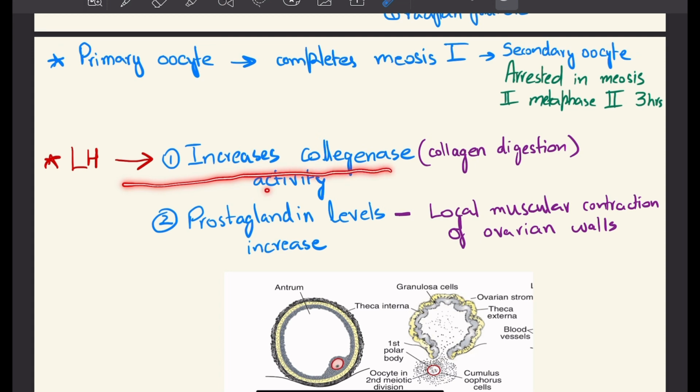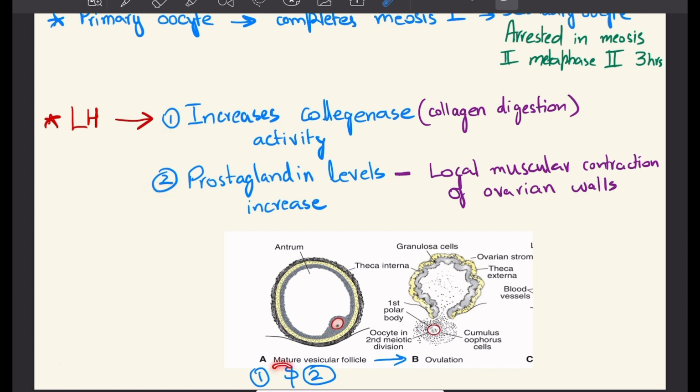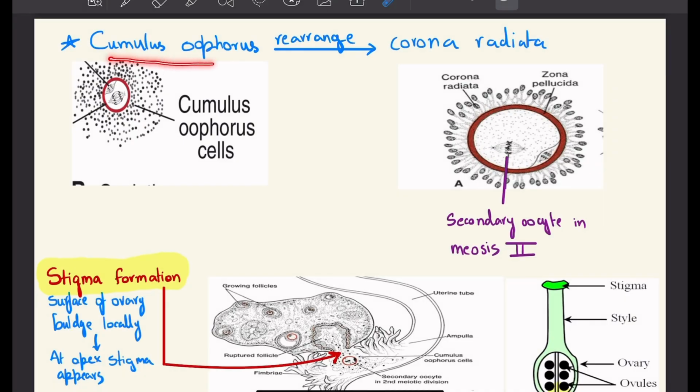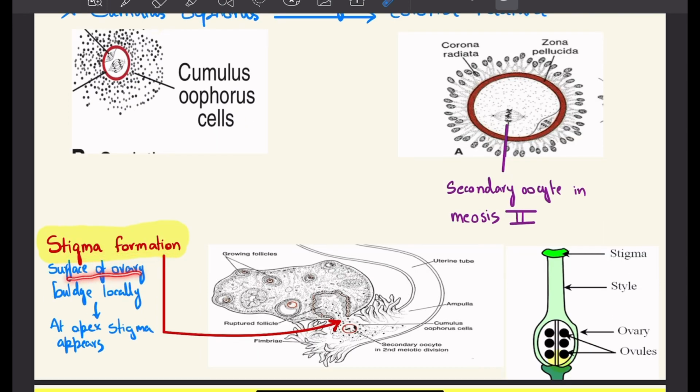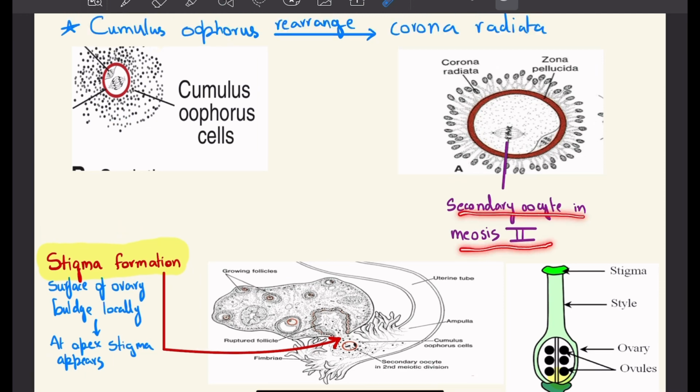LH increases the collagenase activity, which causes the collagen digestion. Prostaglandin level increases, and there is local muscular contraction of the ovarian wall. Both of these steps 1 and 2 in the mature vesicular follicle lead to the ovulation, that is release of the ovum. The cumulus oophorus, that is the granulosa cells surrounding the secondary oocyte, rearrange themselves and form corona radiata, which have projections like this. There is also stigma formation, which is surface of ovary bulging locally at the apex. Stigma appears, and the stigma is like this. Here is the stigma, and this helps in the process of ovulation. Secondary oocyte is in the meiosis 2.